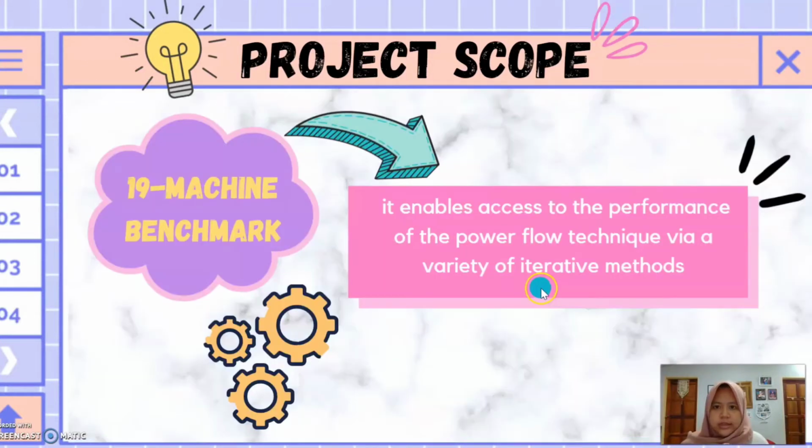analysis. Next, our project scope is we choose 19 machine benchmark as our test system for this project. It is because it enables access to the performance of the power flow technique via a variety of iterative methods.